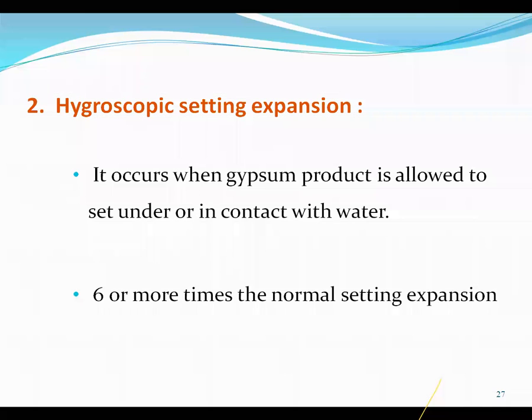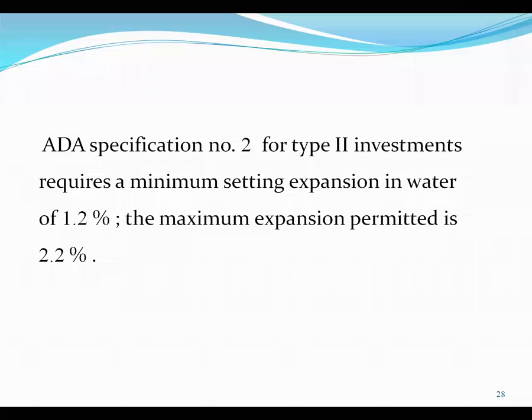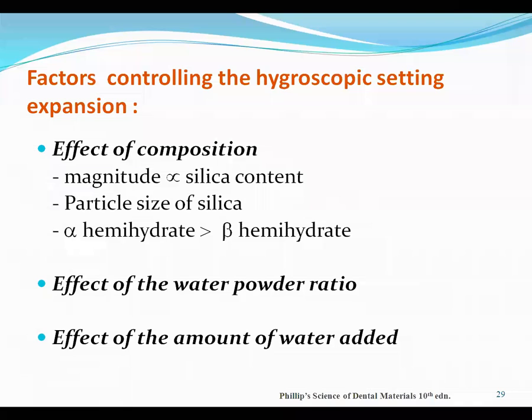Hygroscopic setting expansion occurs when the gypsum product is allowed to set under water. Here it is 6 or more times that of normal setting expansion. According to ADA specification number 2, type 2 investment requires a minimum setting expansion in water of 1.2%, and a maximum of 2.2%. Factors controlling the hygroscopic setting expansion: the magnitude is directly proportional to the silica content. The particle size also affects the setting expansion, and in the case of alpha hemihydrate it is more than that of beta hemihydrate.